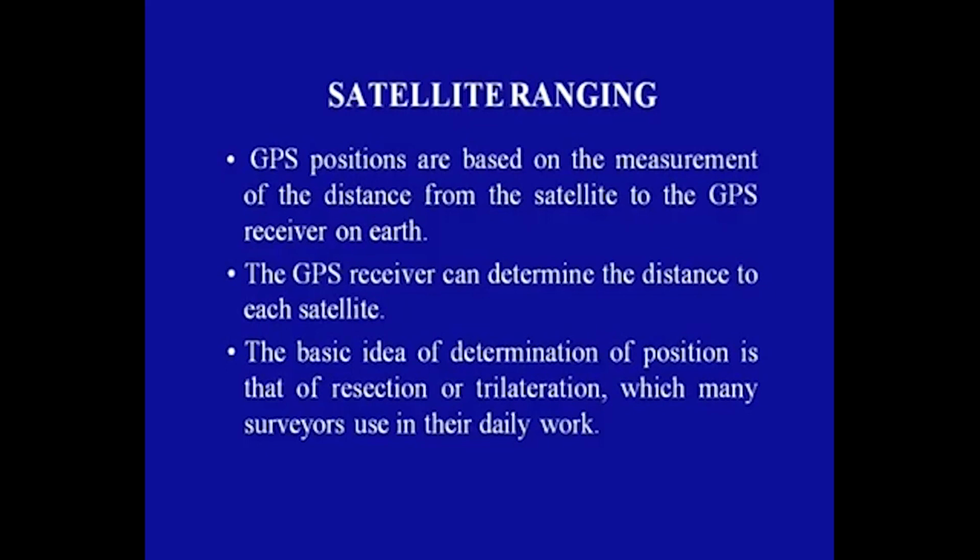Having had a look at the basic components of the GPS, now let us look at the procedure as to how we really make the measurements, and this is what we call satellite ranging. GPS positions are based on the measurement of the distance from the satellite to the GPS receiver on the earth. The GPS receiver can determine the distance to each of the satellites. The basic idea of determination of position is that of resection or trilateration, which many of the surveyors use in their daily work.